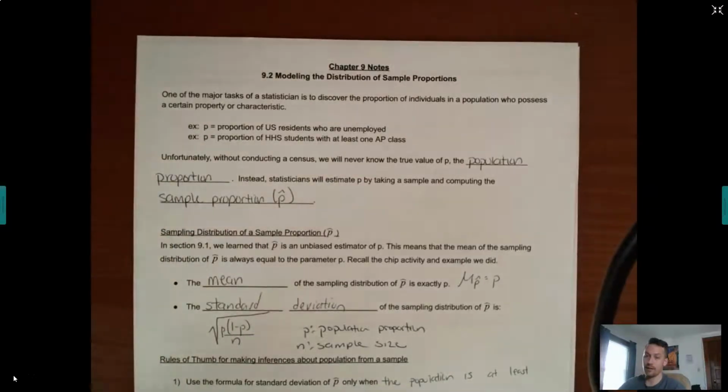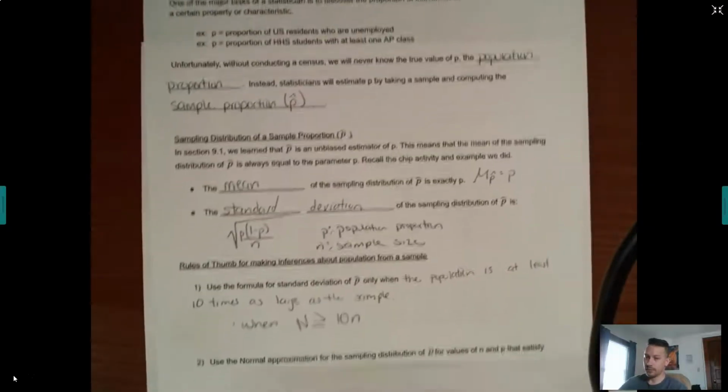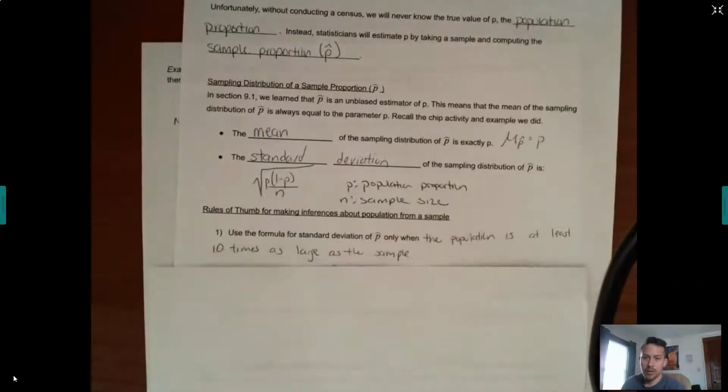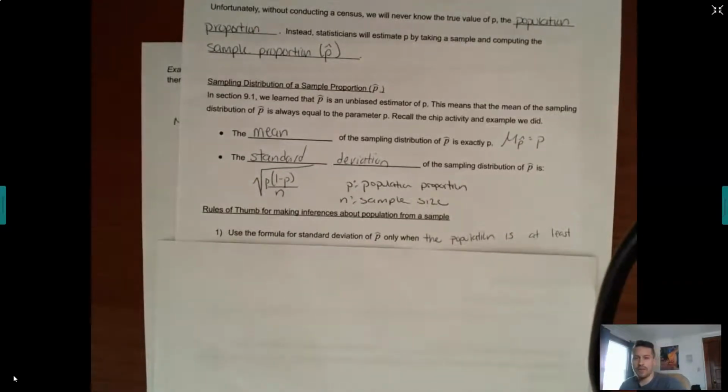The first issue being that the sample needs to be a good sample, and that's kind of the problem we're having right now in the United States, or even around the world. So, to make these inferences, there are two rules of thumb.